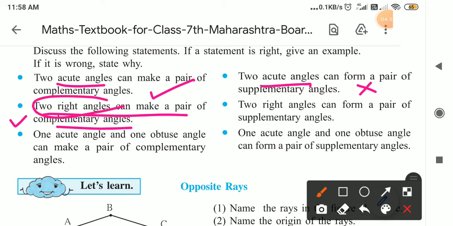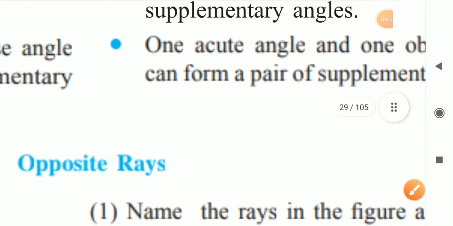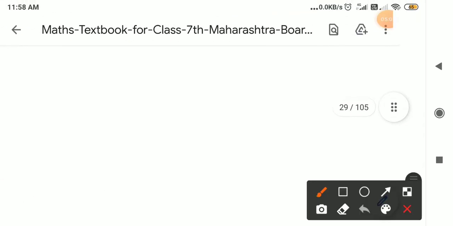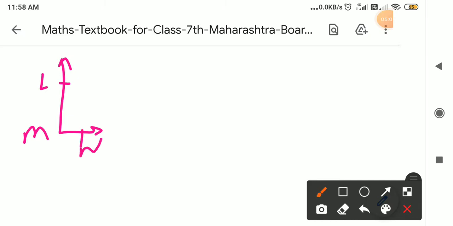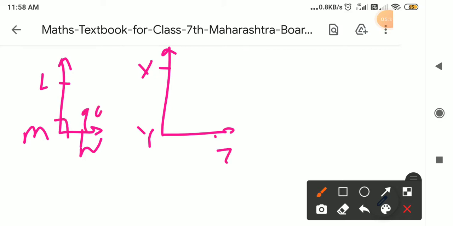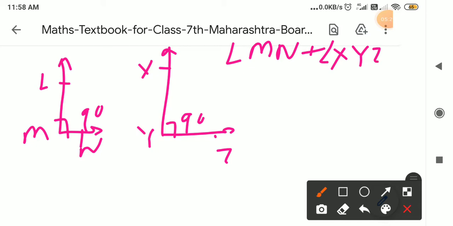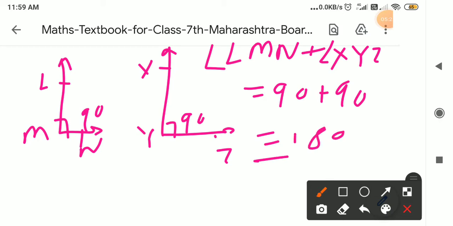Okay, in this statement we understood that two right angles means how much? Tell me. One right angle, suppose it is angle LMN, and another one I will take here as XYZ. So this measure is 90 degrees and this measure is also 90 degrees. If we add angle LMN plus angle XYZ, it is equal to 90 plus 90 equals how much? 180 degrees.